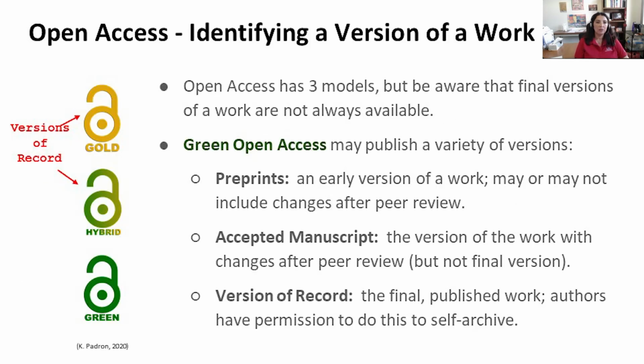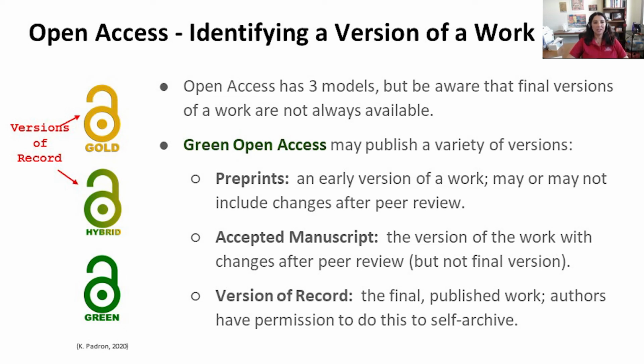Now, one thing about open access is that it has three models, and sometimes you'll have different versions of a work available based on the three models. It's just one little quirk about open access I wanted to tell you. Gold and hybrid open access models have the finalized versions of record. That's the official version of a document or an article or some sort of artifact that you may want to look at.